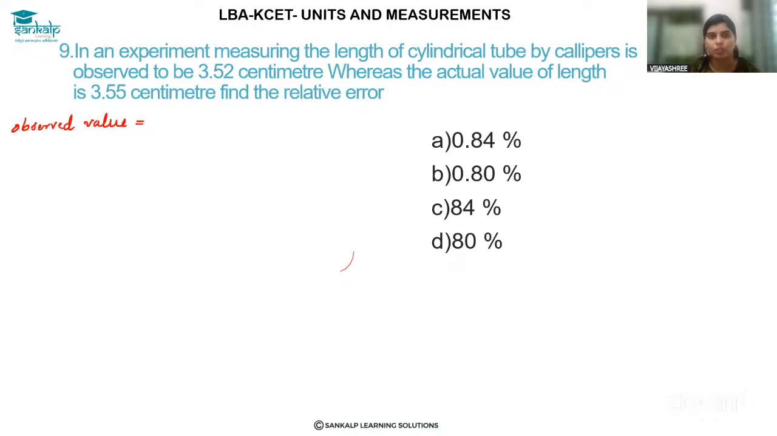Observed value is equal to 3.52 centimeter. Actual value or true value, what is given? It is equal to 3.55 centimeter. So we need to find the relative error, right? So first we will find the absolute error. Let us first find out the absolute error.